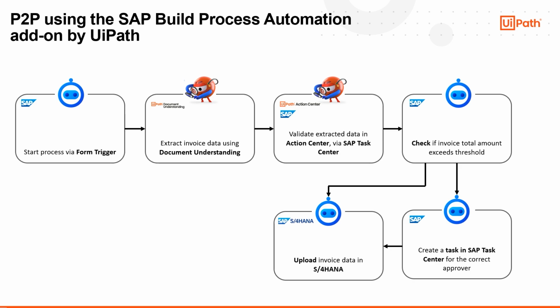We'll focus on a purchase-to-pay scenario, and we'll start with an invoice document with the goal of extracting important information from it. For that, we'll use UiPath Document Understanding. To make sure that our critical information is accurately extracted, we'll send a task to a human user to review the output. Once the accuracy is validated, we need to make a decision based on the invoice total value.